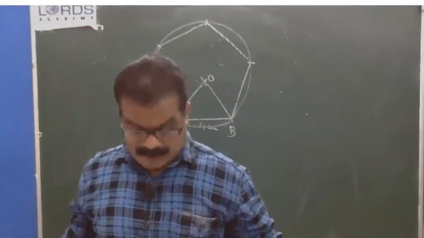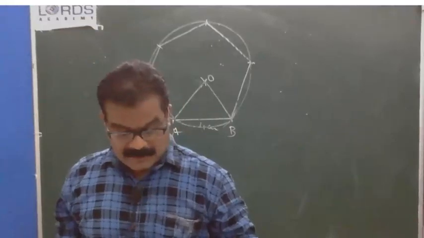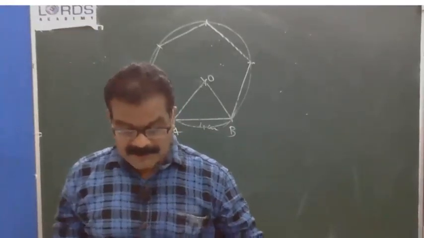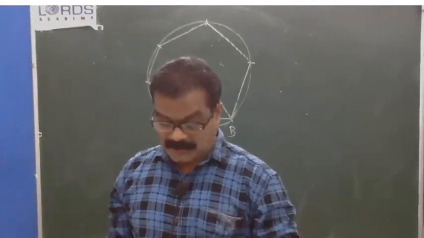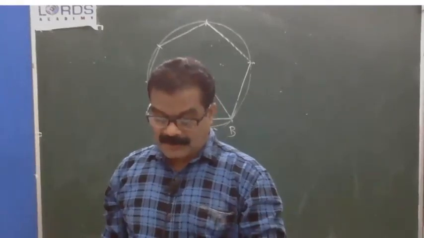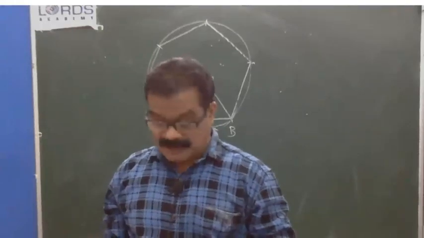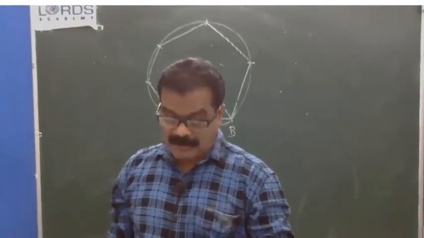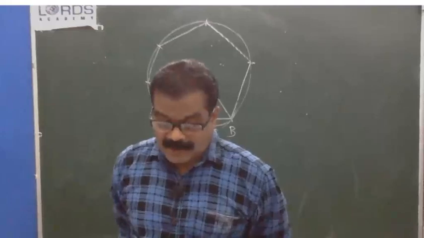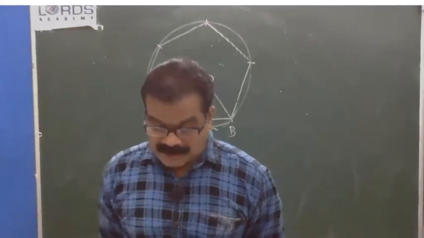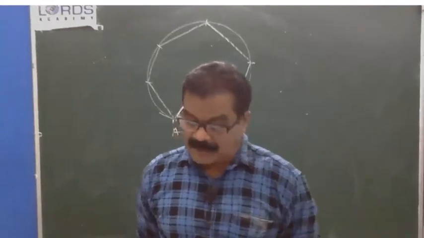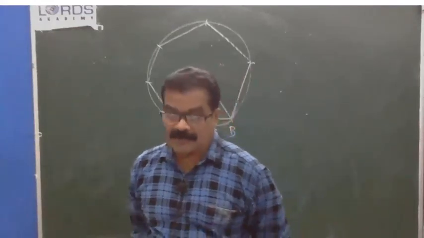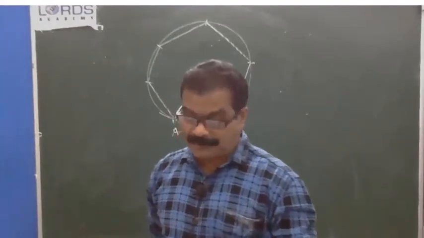Then question numbers 15 and 16 are over. Question 14: construct a circle inscribing an equilateral triangle with side 5.6. This also you can do. The question is repeated. Question number 13: construct an equilateral triangle ABC with side 6 centimeter. Draw a circle circumscribing the triangle ABC. This also you can do.